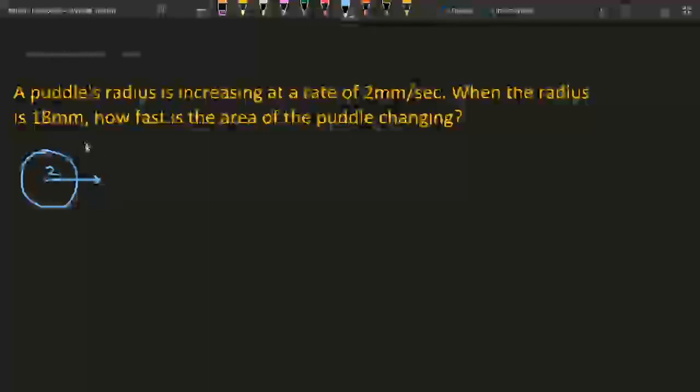When the radius is 18 millimeters, so when this line right here is 18, how fast is the area of the puddle changing? So let's follow our steps. So the first step is to write what is given. So what's given here is that the puddle's radius is increasing at a rate of 2 millimeters per second. So let's highlight that. And when the radius is 18, so radius is 18, how fast is the area of the puddle changing?